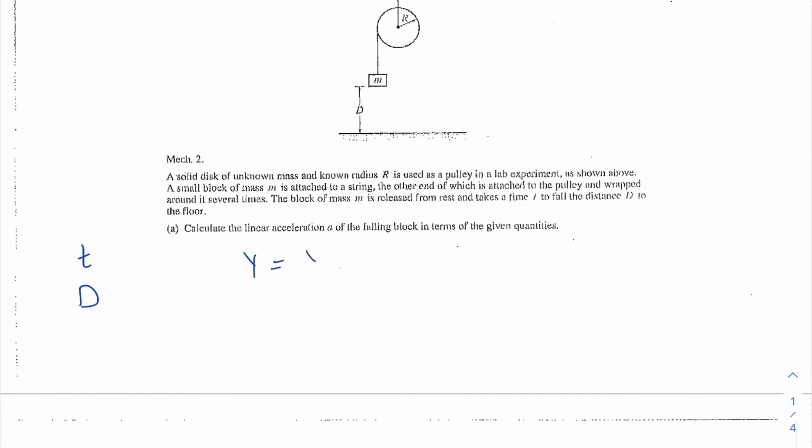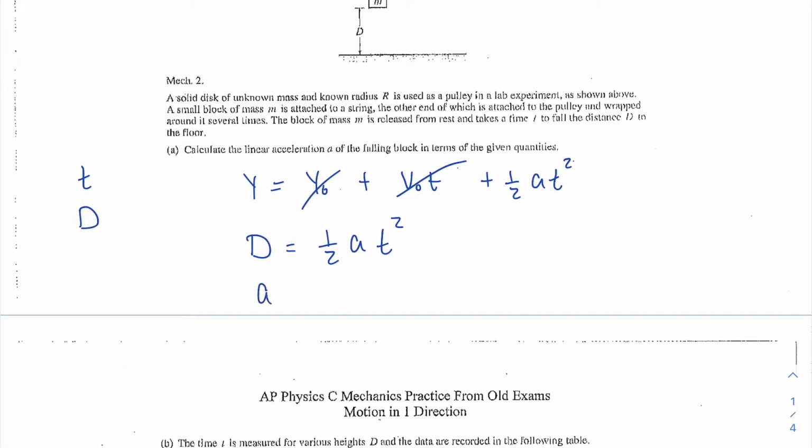So we could use this kinematic equation, y equals y naught plus v naught t plus 1/2 a t squared. We're starting at position 0, so we'll get rid of y naught. We're starting at rest, so we'll get rid of this term. And then we're going to end up at position capital D. So we're going to have d is equal to 1/2 a t squared. Now we can just solve for a. So a is going to equal 2 times d divided by t squared.